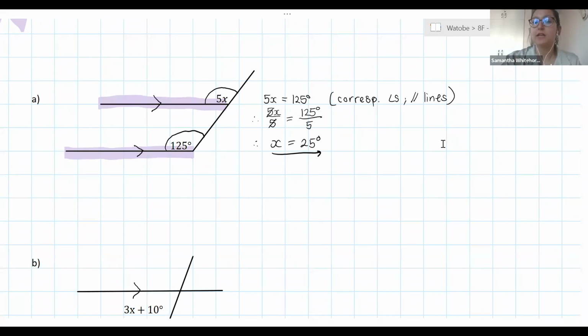But because we had an F shape, and the F doesn't have to be a normal looking F. It can be upside down, it can be flat, it can be very squished. As long as there's sort of an F, we can use corresponding.